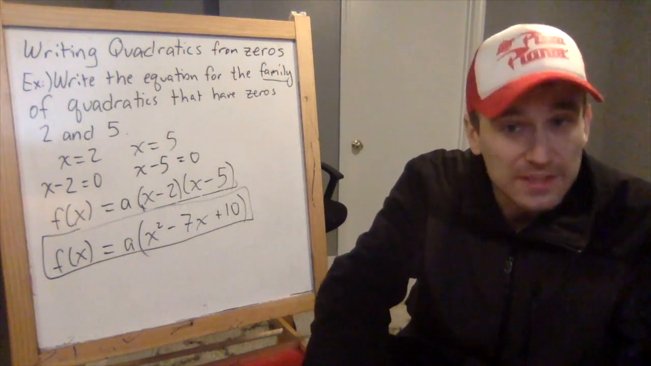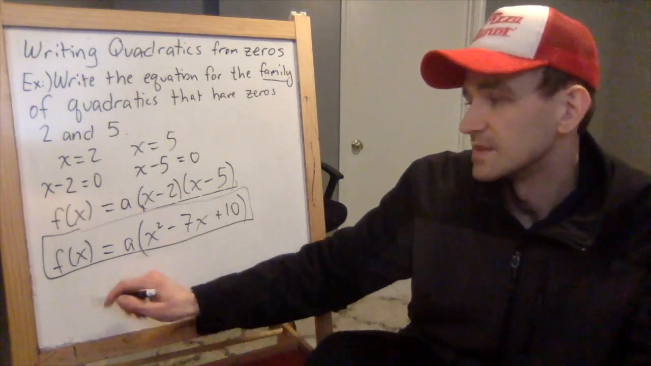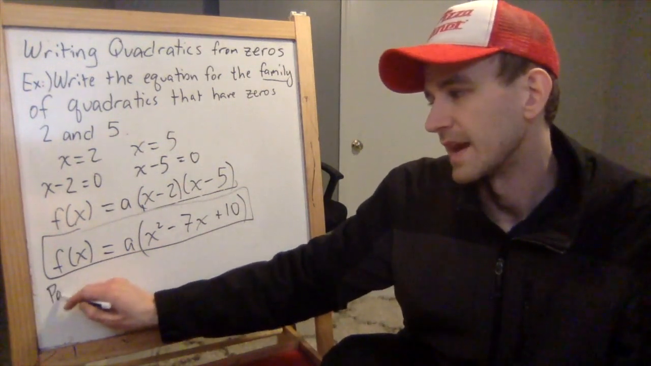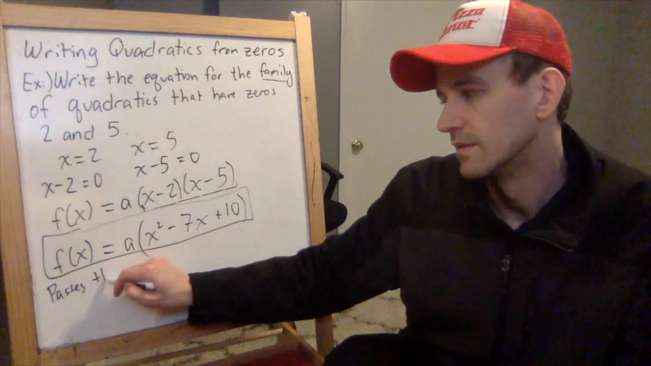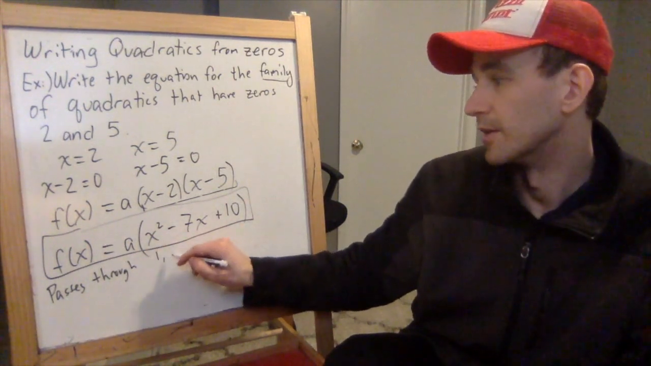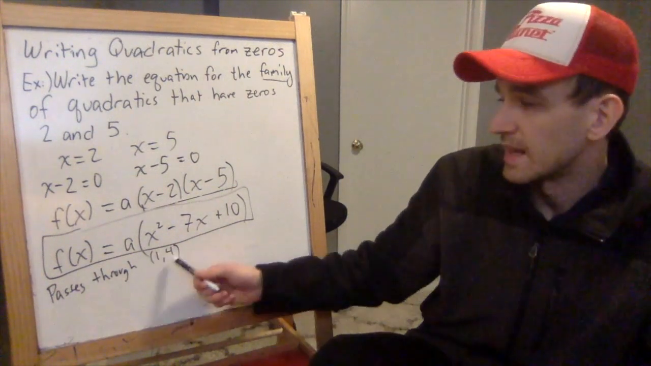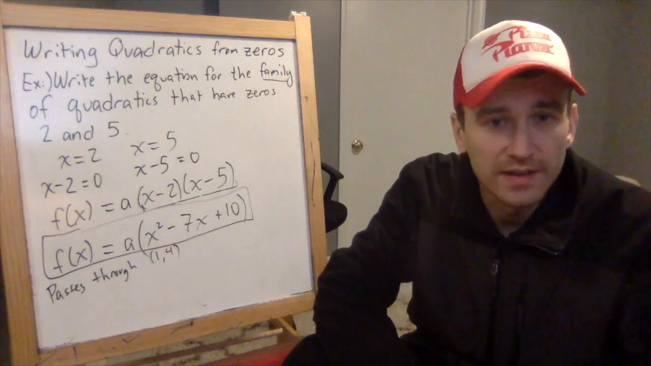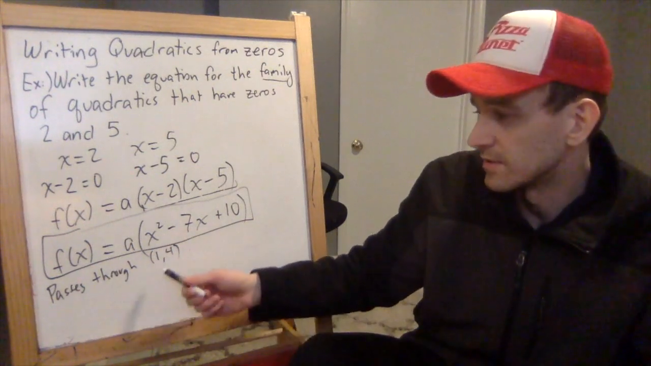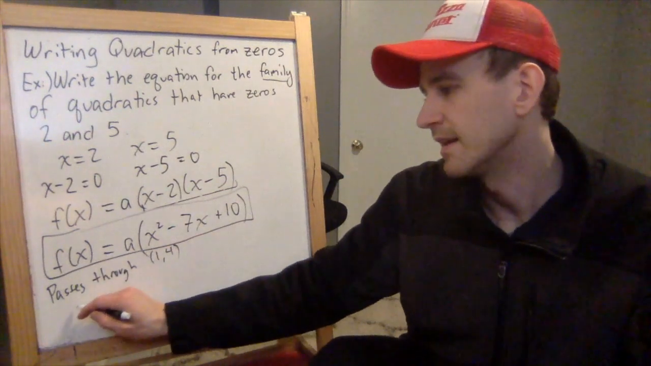We can find a specific quadratic equation then if we're given an additional point. Say that the quadratic passes through the point 1, 4. We can use that point to find what a is and find the specific quadratic that is an answer to this problem. 1 is the value of x, 4 is the value of f of x, or y.